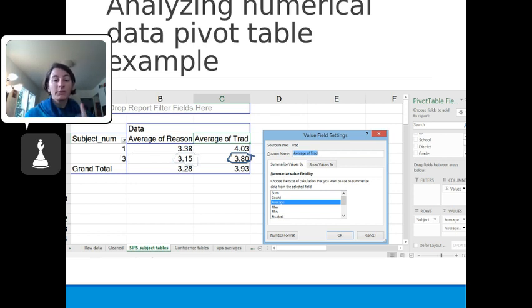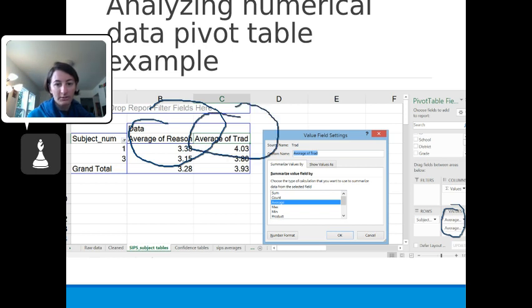Okay, so first things first, one of the things that I wanted to make sure I pointed out, and again, the videos mostly tell you all about how to do this, is that sometimes you have to change whether it shows an average or a count and these kinds of things. So you can see here, down under values, I put these two things, right? The average of reasoning and traditional. But it shows them first as a sum or a count or something like that.